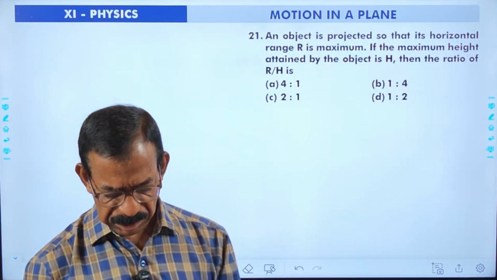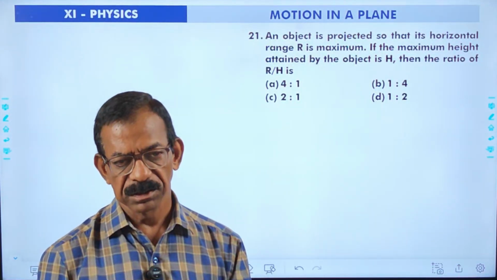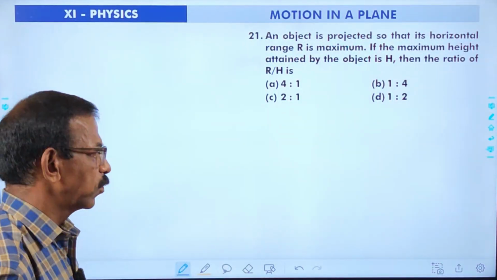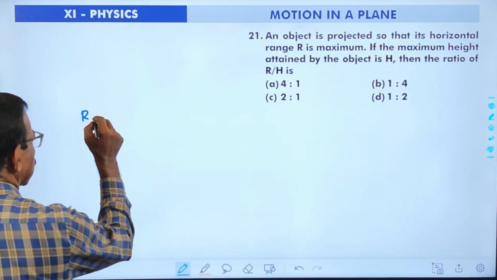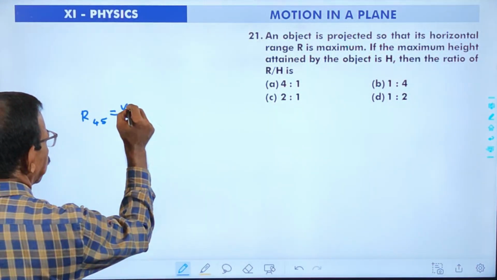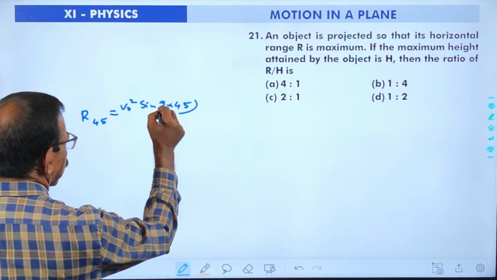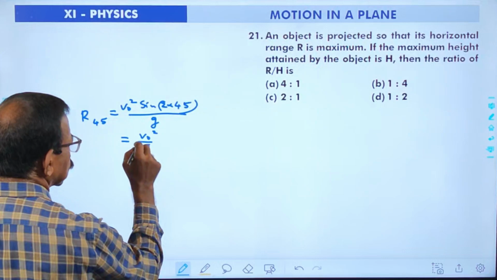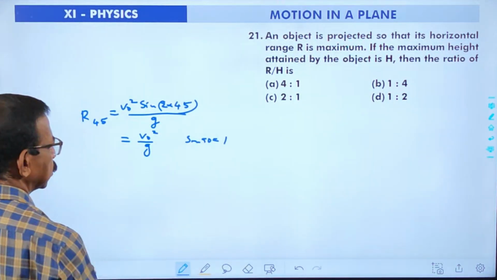If the maximum height of the object is h, then the ratio of R by h? Maximum range means theta equal to 45. How much is R by h? R at 45 degree is V0 square sine 2 theta, 2 into 45, divided by g. That means V0 square by g, since sine 90 equals 1.